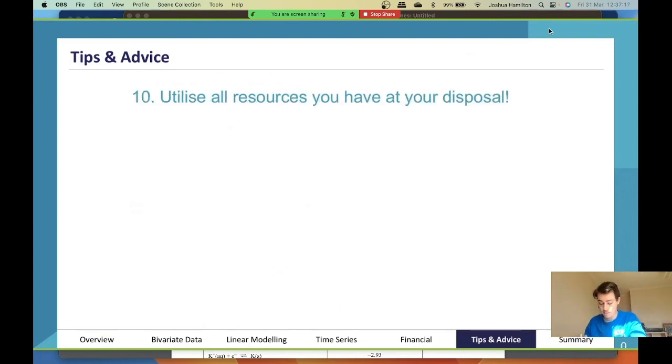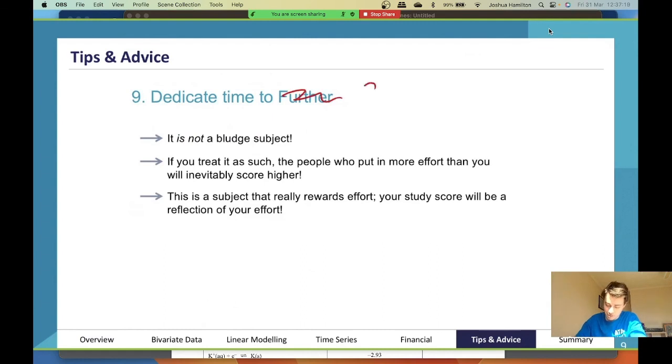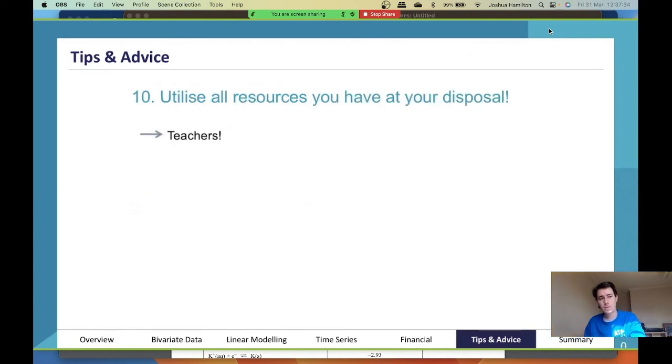Dedicate time to Further, or in this case, it's actually General now. Should have updated that. Further at times can seem like there's not a lot of content and you seem like you're getting on top of it in class, but you need to keep on top of it. You need to be dedicating time to doing some practice, especially if you want a really good mark in it.